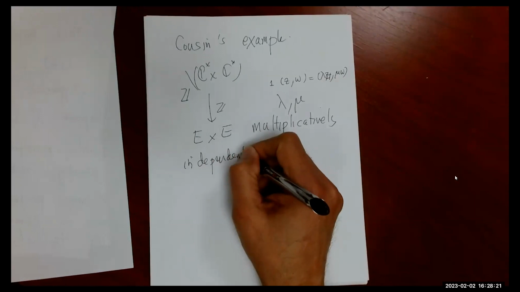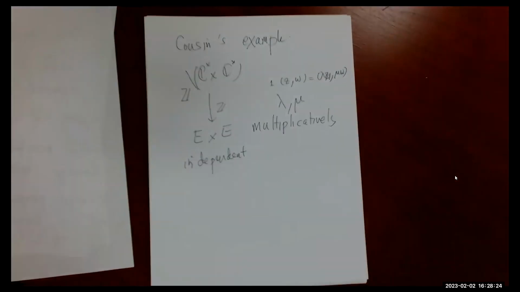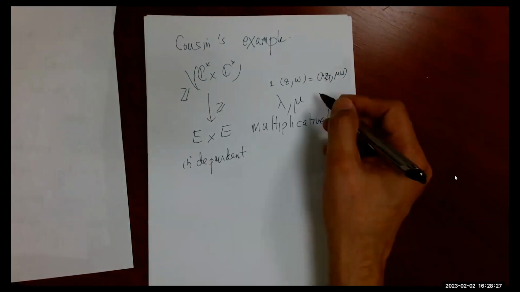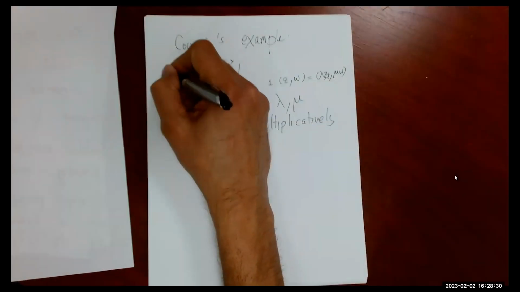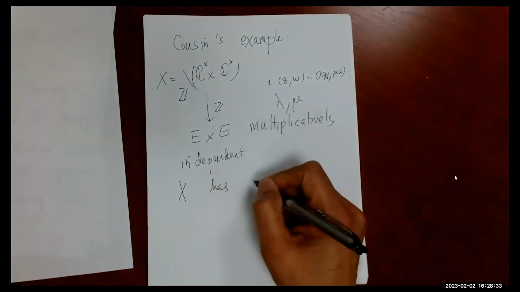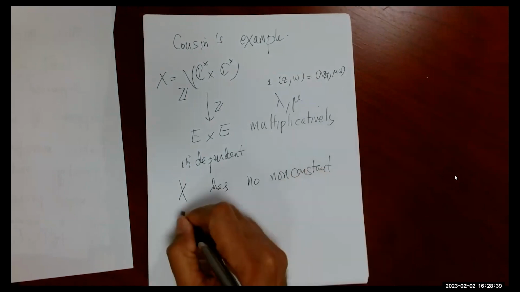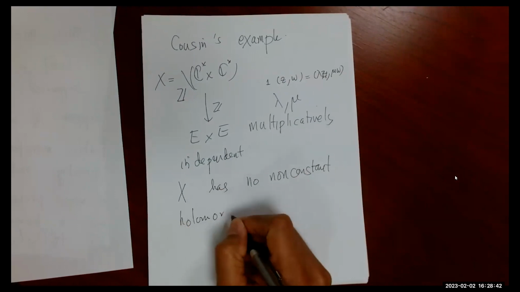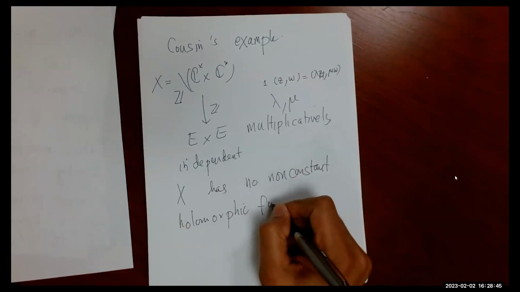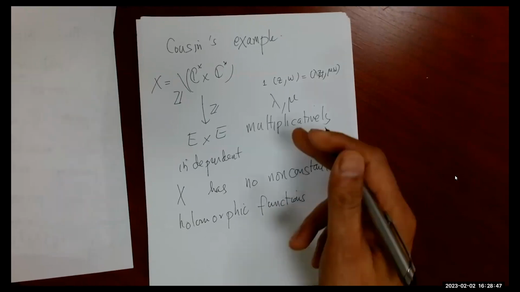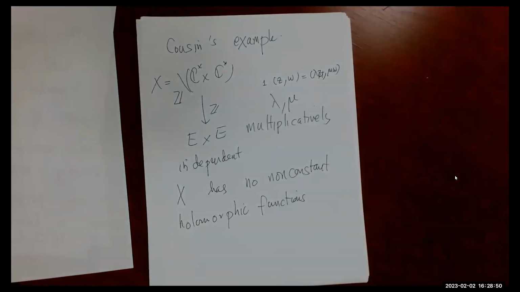So this is just the answer to the question, would intermediate covers be holomorphically convex? So in particular, if I call this X, X has no non-constant holomorphic functions. This is because any holomorphic function is just going to be a Laurent series in two variables, invariant under multiplication by lambda and mu. And the multiplicative independence guarantees that the only thing that's available is constant.